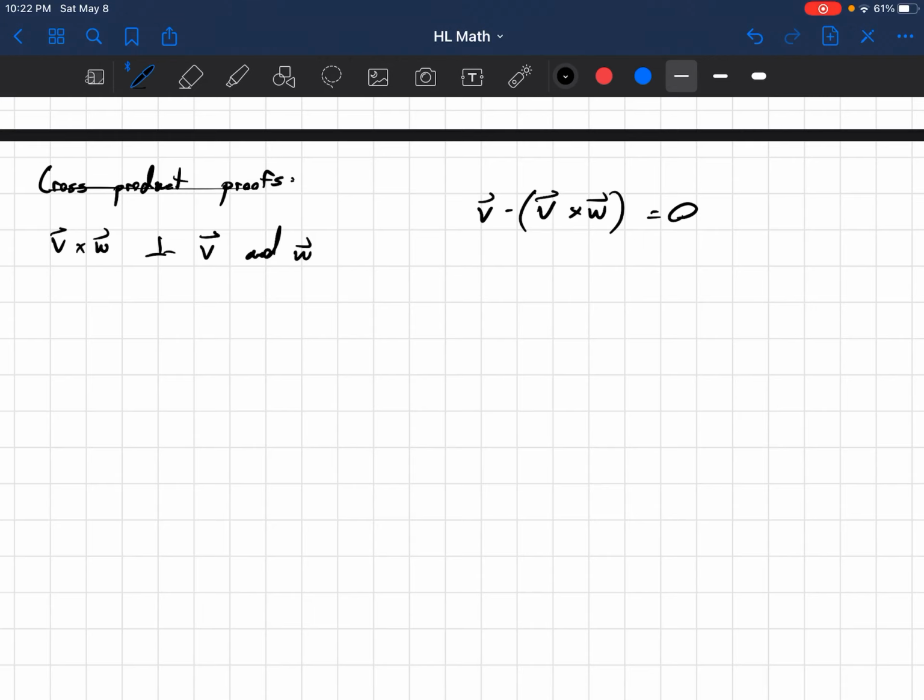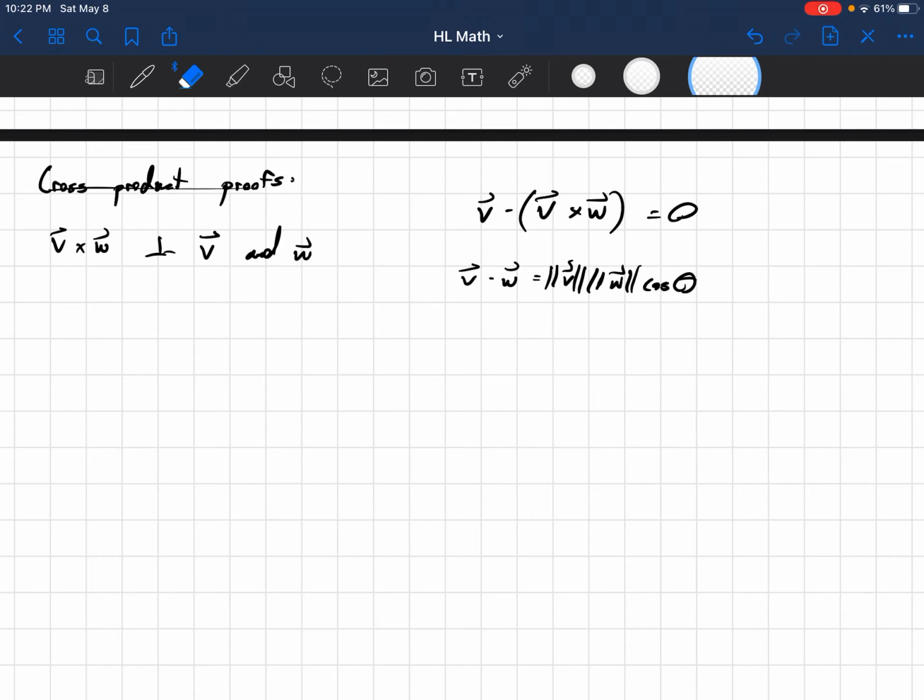There are two ways to think about that fact. The one is straight from the definition of the dot product, which is V dot W is equal to magnitude V magnitude W cosine theta. If any dot product is 0, that means this cosine theta is 0, which means that theta is 90.